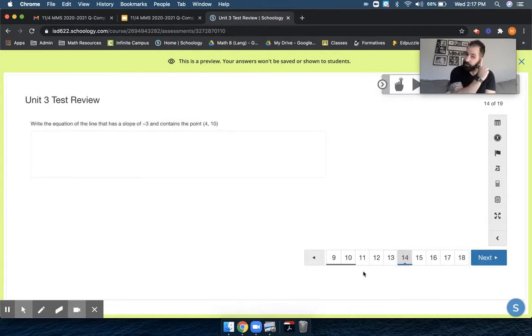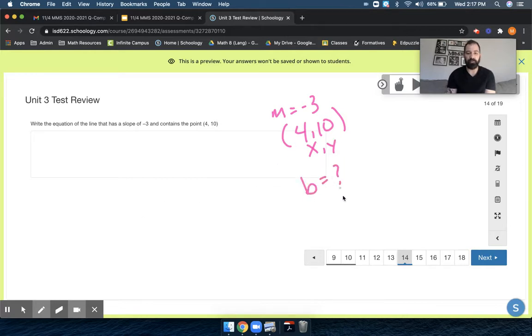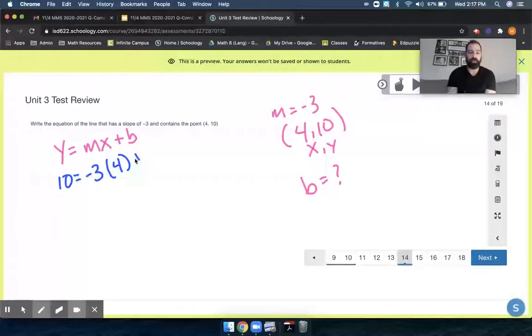Number 14. You're going to write the equation that has a slope of -3 and goes through the point (4, 10). Again, that's an x and a y. You need to find your b and then rewrite our equation. So we have y equals mx plus b. Let's substitute. We know y is 10, we know m is -3, we know x is 4, and we don't know b.